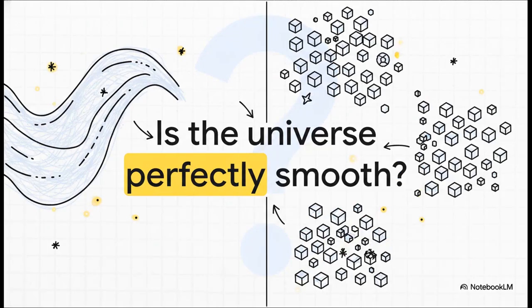For the longest time, physics has treated spacetime as this beautiful, continuous, flowing fabric. But a really radical new idea is starting to challenge that entire picture. It's suggesting that reality is actually built from tiny, discrete, indivisible units. So, which one is it?